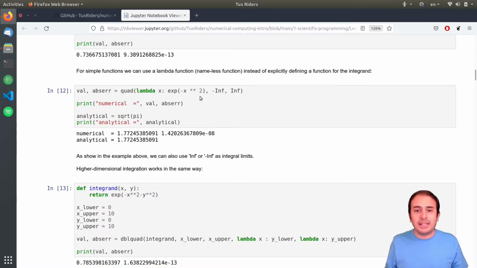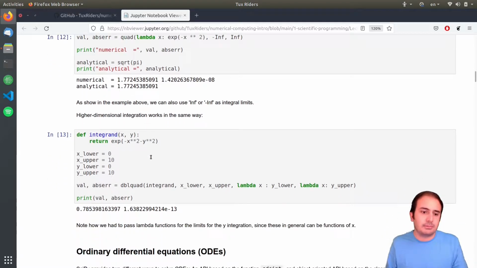That's quite easy. You can also use lambda expressions, so the integration of exp(-x squared), and this is actually the square root of pi, the analytical solution. We already know that, so we can compare the output of the analytical solution to the output of the numerical solution.